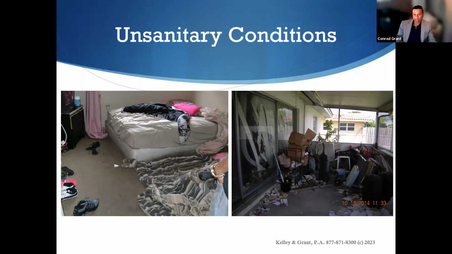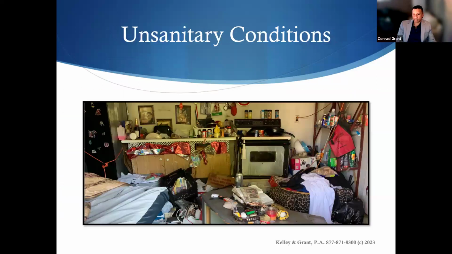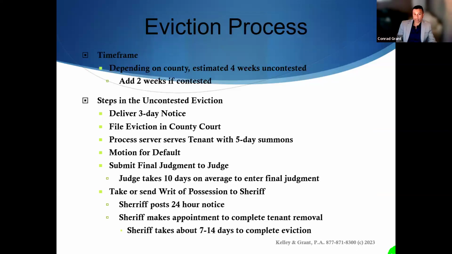Unsanitary conditions, you can evict people for that. Here, the statute says the tenant shall keep the property clean and sanitary. So if you look at the picture on the right, the one inside that's messy, but you look at the one on the right, that's a person who's obviously hoarding, and that's unsanitary. Here's another one, and you can serve 7-day notice to cure on these people, and then you can evict them. So those are your 3 main methods.